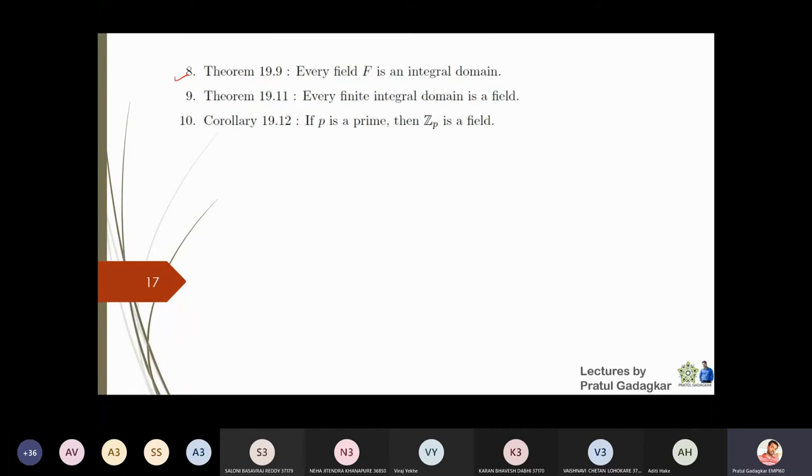Now if we try to think, what about the converse? Is every integral domain a field? So this is actually a partial converse of that particular theorem. What does this say? That every integral domain is a field, provided it is finite. So I will write the result here, that every field is an integral domain, but every integral domain, if I want to make it a field, it should satisfy the condition that it should be finite also. So this will help me.